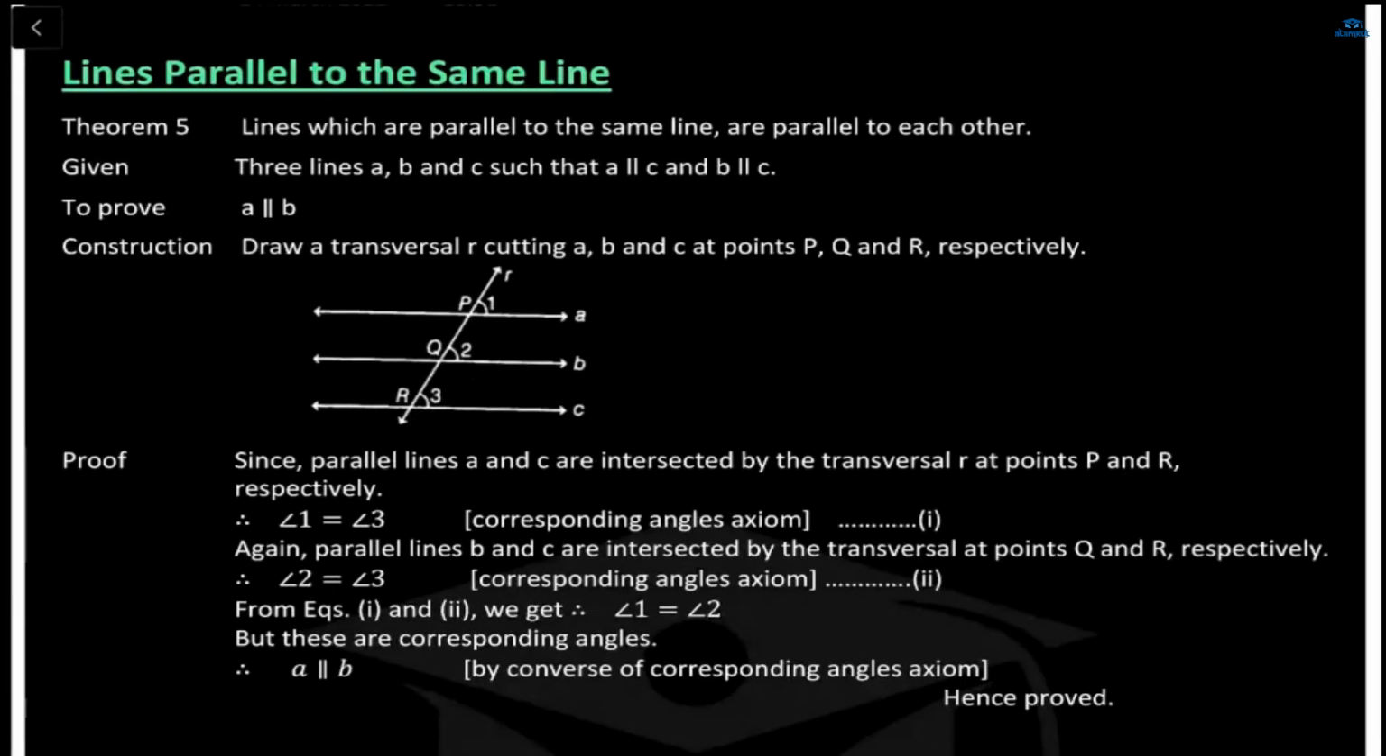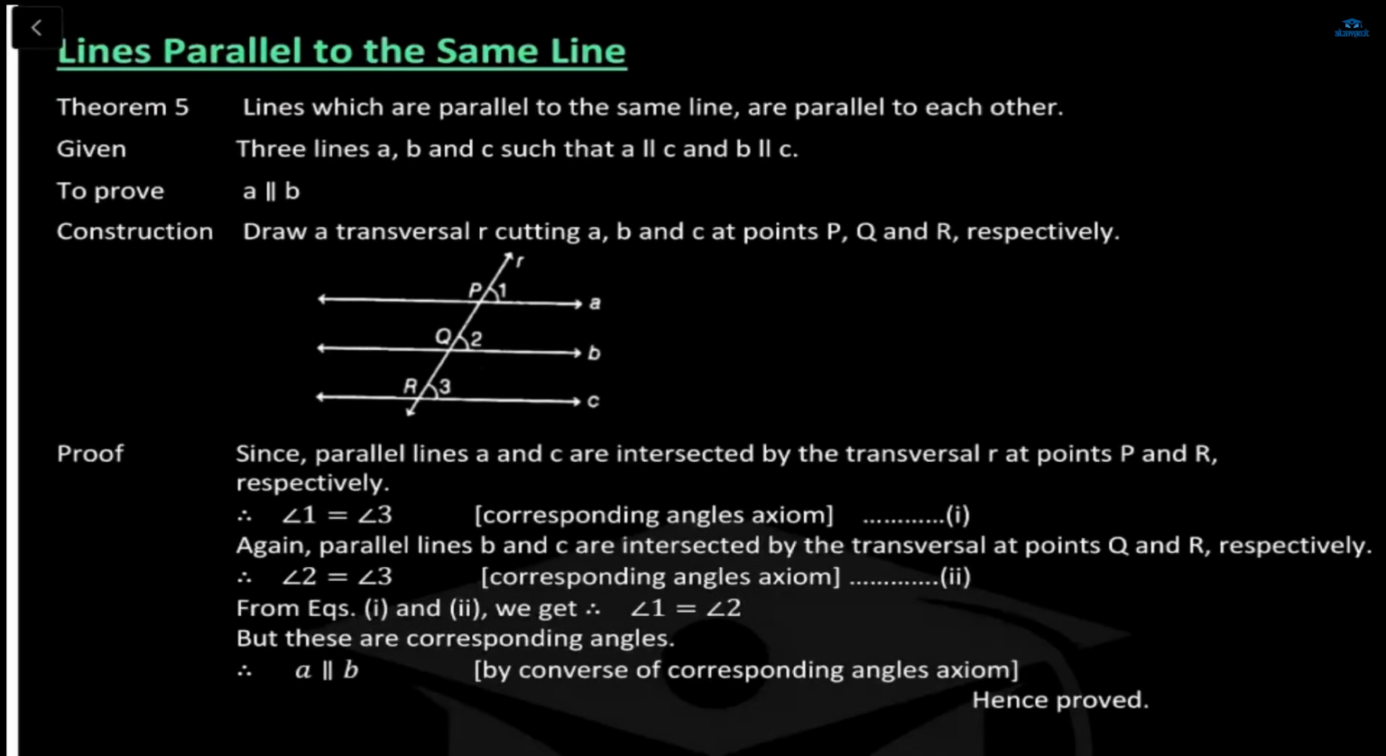Now, what is given to you in this theorem? There are three lines. Now, what are the three? A, B, C. I'm taking A, B, C as parallel lines. Now, in this, what is given? If you see the given here, A is parallel to C and B is parallel to C. Now, what you have to prove? That A is parallel to B. Okay, now how can we prove that? With the corresponding angle. So let's see first.